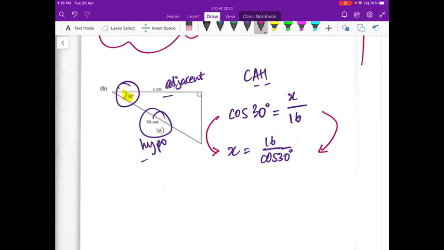X over 16 equals cosine 30. You want to find x. So what do you want to remove? Okay, you want to remove 16. How do you do that? Divide by what?